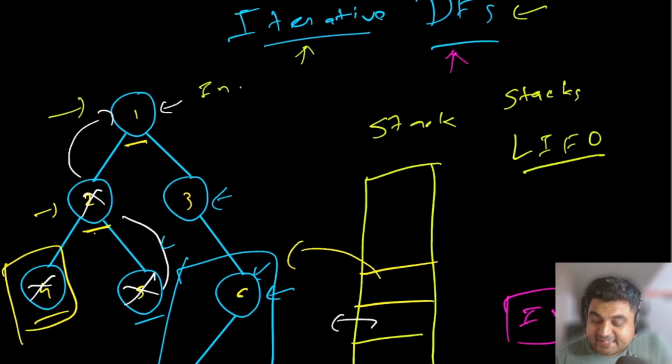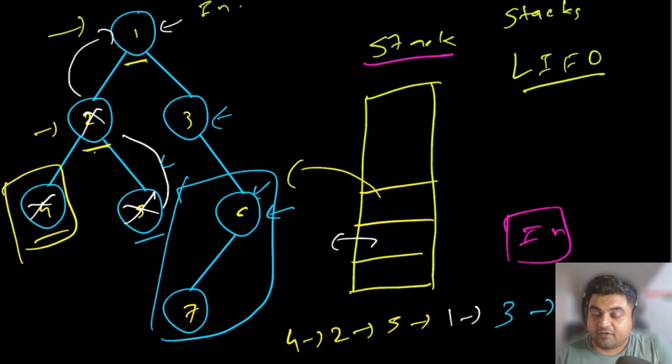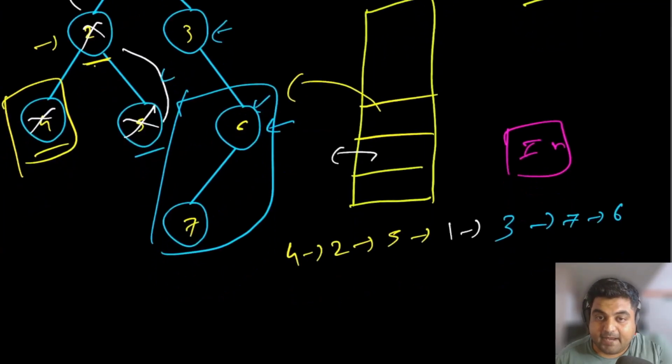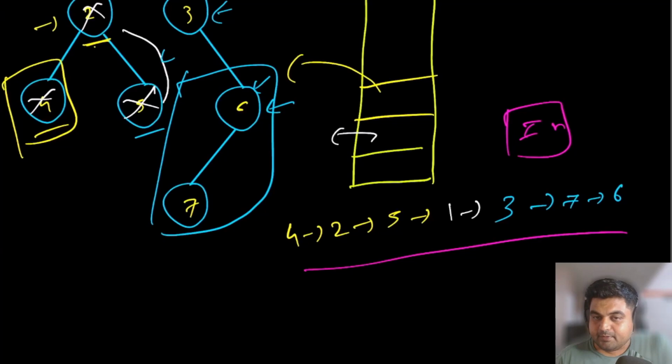And this is how in order traversal works using the iterative method for depth first search. Basically, we are using a stack to keep track of the nodes that we already entered, and that allows us to implement backtracking much more efficiently, and we are able to solve this problem.